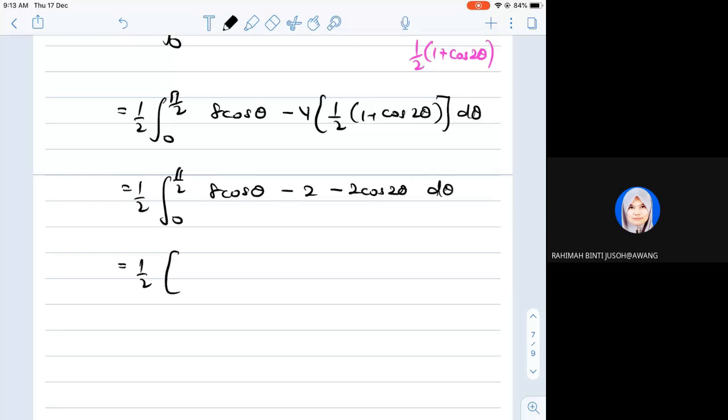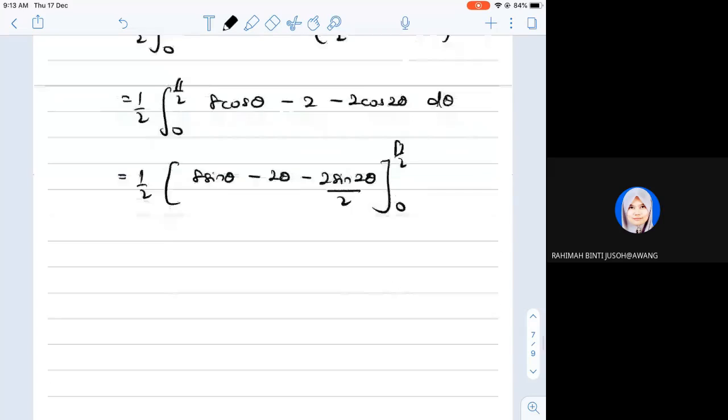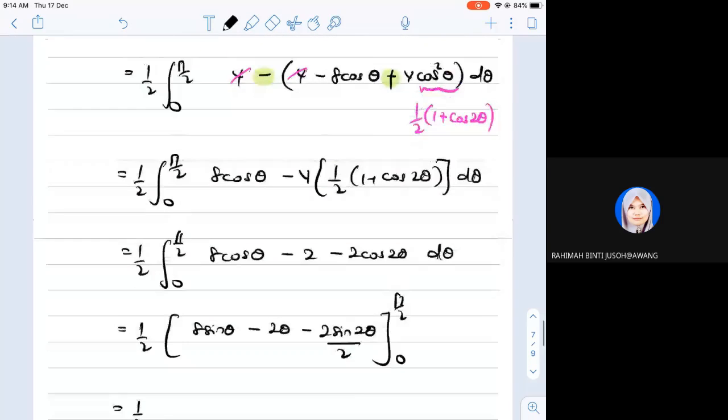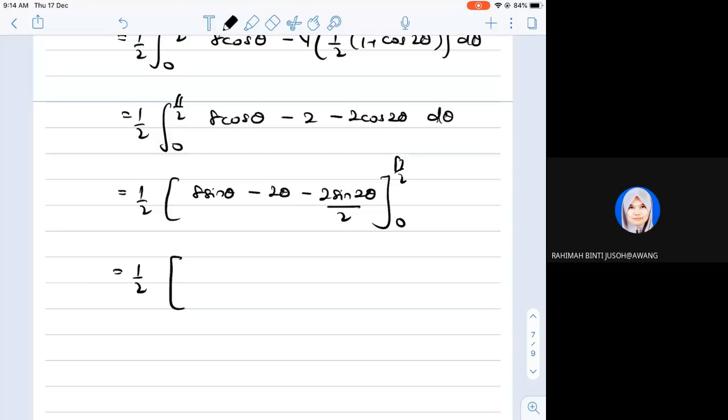Okay, 8 cos theta becomes 8 sin theta, of course, minus 2 theta minus 2 sin 2 theta over 2. Substitute 0 and pi over 2. So we have 1 over 2, 8 sin theta.